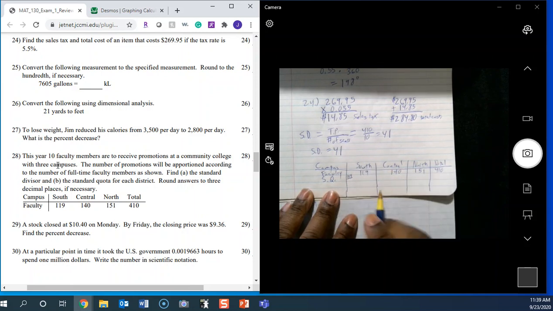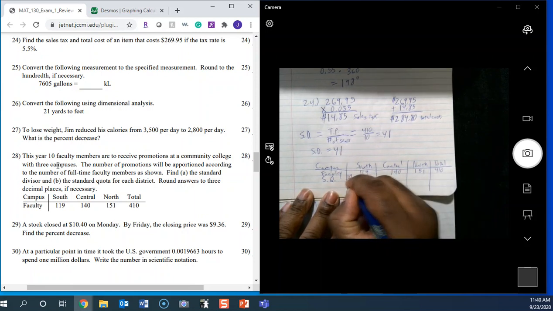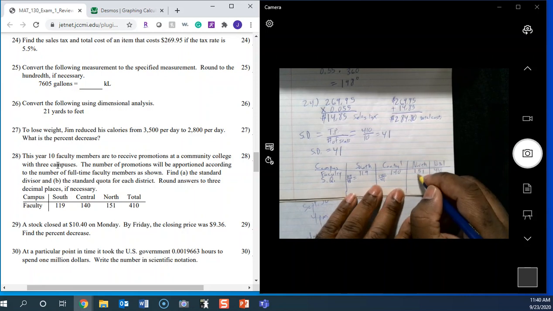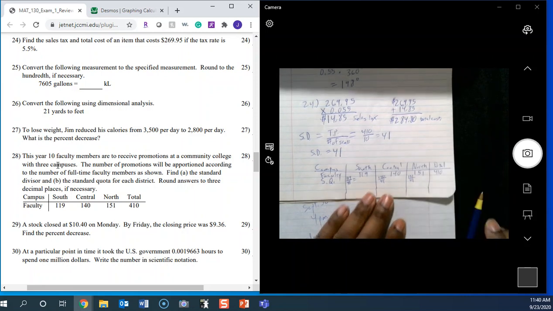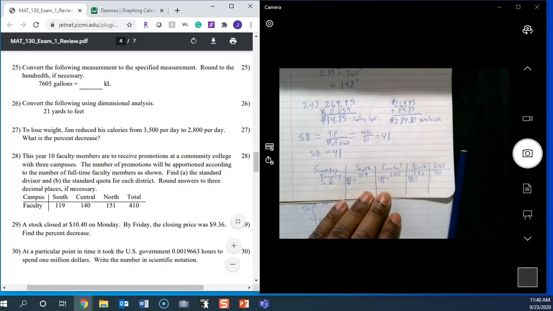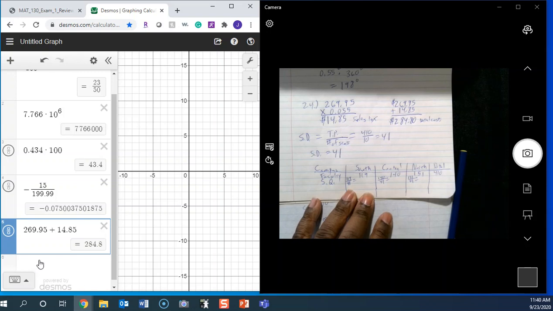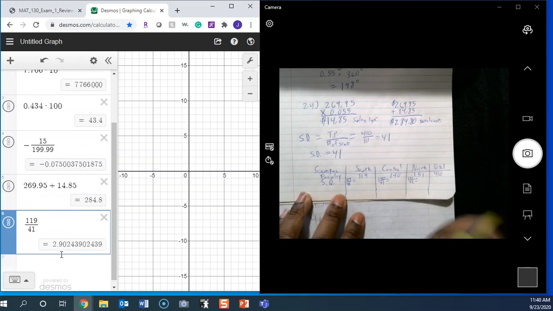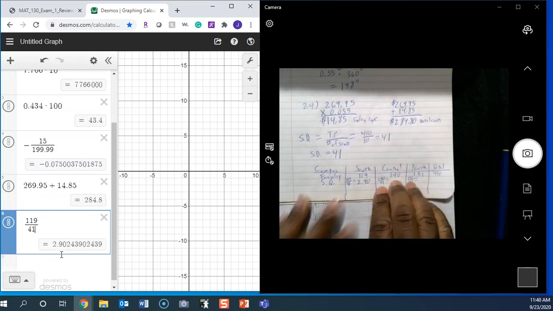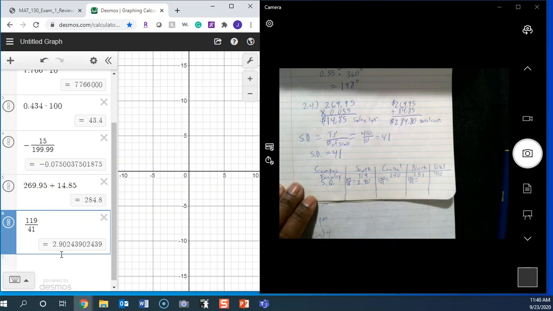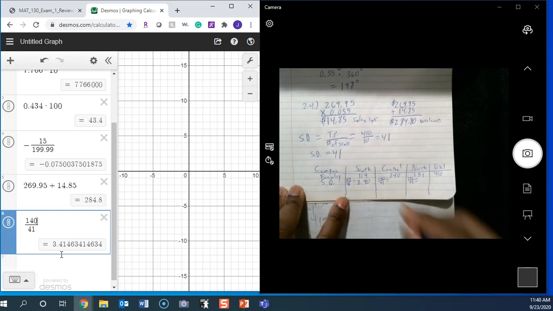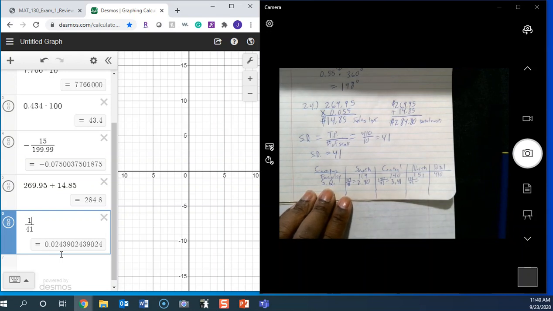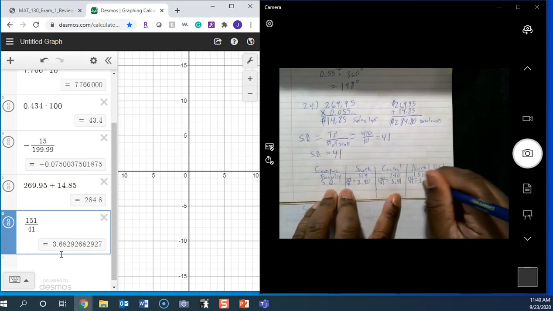You take the district population and you divide it by the standard divisor. So this would be 119 over 41. This would be 140 over 41. And this here would be 151 over 41. So now we will put this in here. So we will have 119 divided by 41. And we could round to 2 decimal places. This would be 2.90. And then we could have 140 divided by 41. That would be 3.41. And then we could do 151 divided by 41. And that would be 3.68.